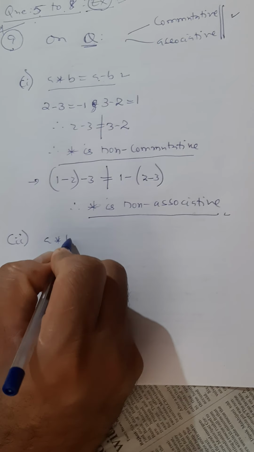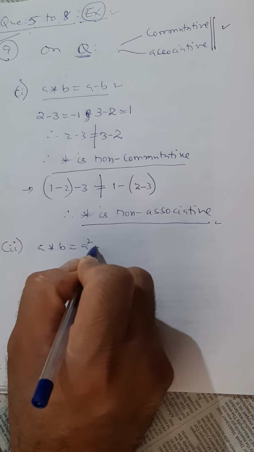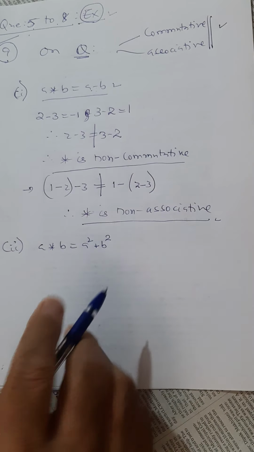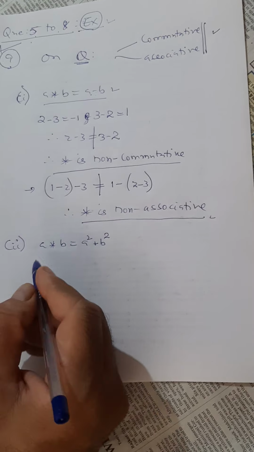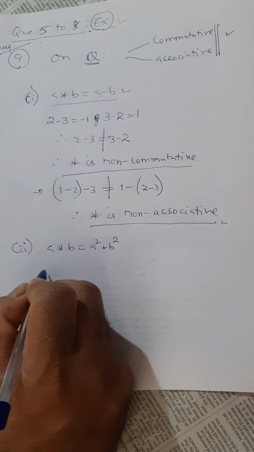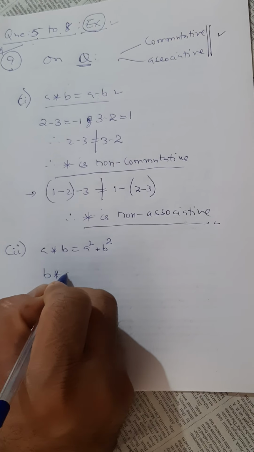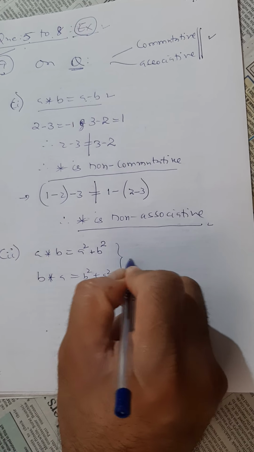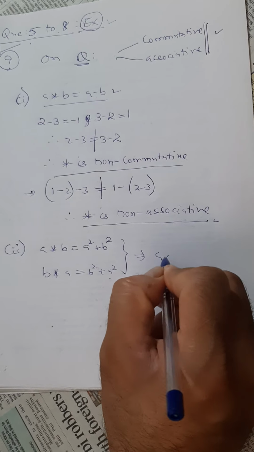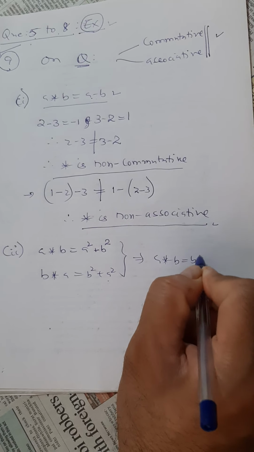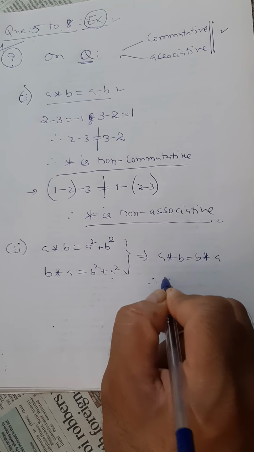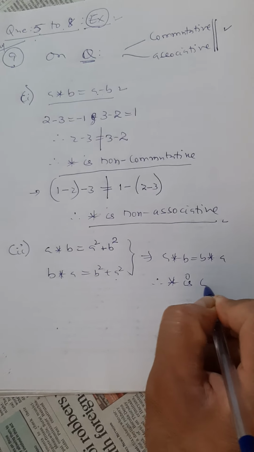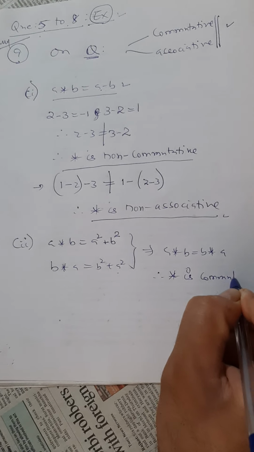A asterisk B equals A square plus B square. So if you find B asterisk A, then it would be B square plus A square. And obviously here these two are equal. So A asterisk B equals B asterisk A. So therefore what's the conclusion? Asterisk is commutative.